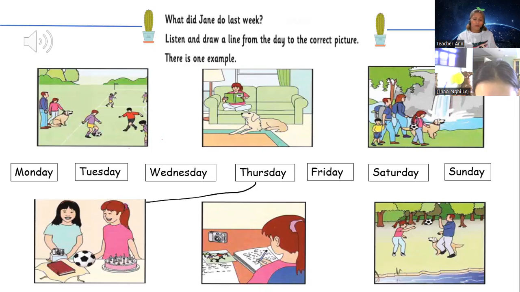See the line from the word Thursday. On Thursday, Jane went to her friend's birthday party. Now you listen and draw lines.